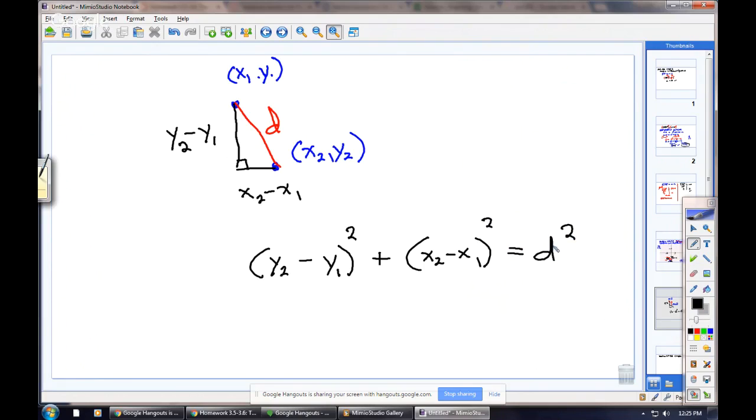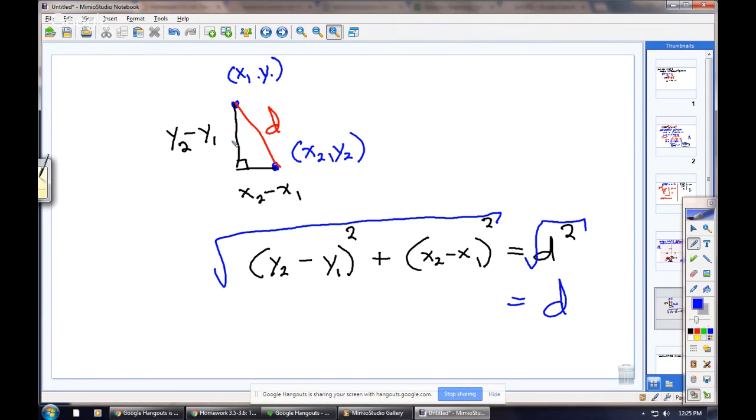Now, I don't want d squared, I want d. And so the trick there is I take the square root of both sides. And there you have it, the distance formula, because when you square root a square, that gives you whatever was inside d. So the distance is always that rise squared plus the run squared, and then take the square root of all of that. There's your distance.